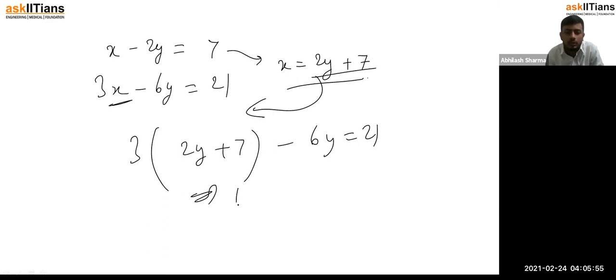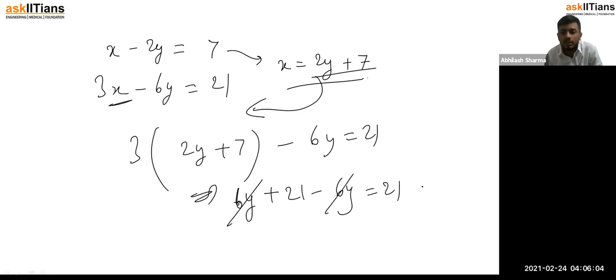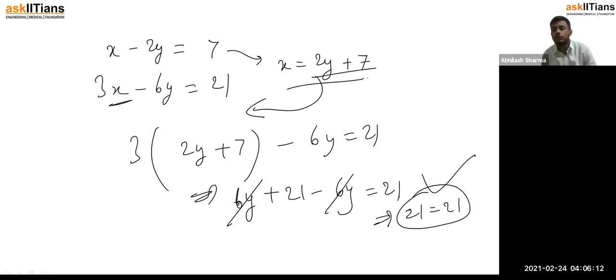So what are we getting? 6y plus 21 minus 6y equal to 21. So obviously this and this get cancelled and we get 21 equal to 21. So clearly this always holds true. This is always true for all values of x and y. No matter what you put for x and y, this will always be true, right? So that's why we are saying that this will have infinite solutions, infinitely many solutions.